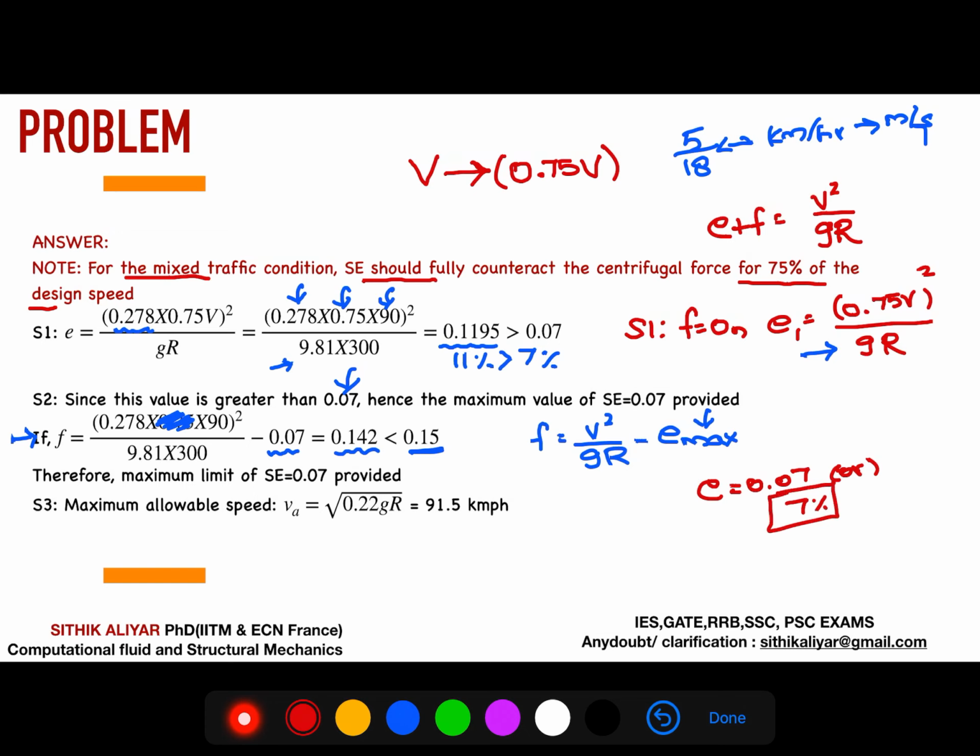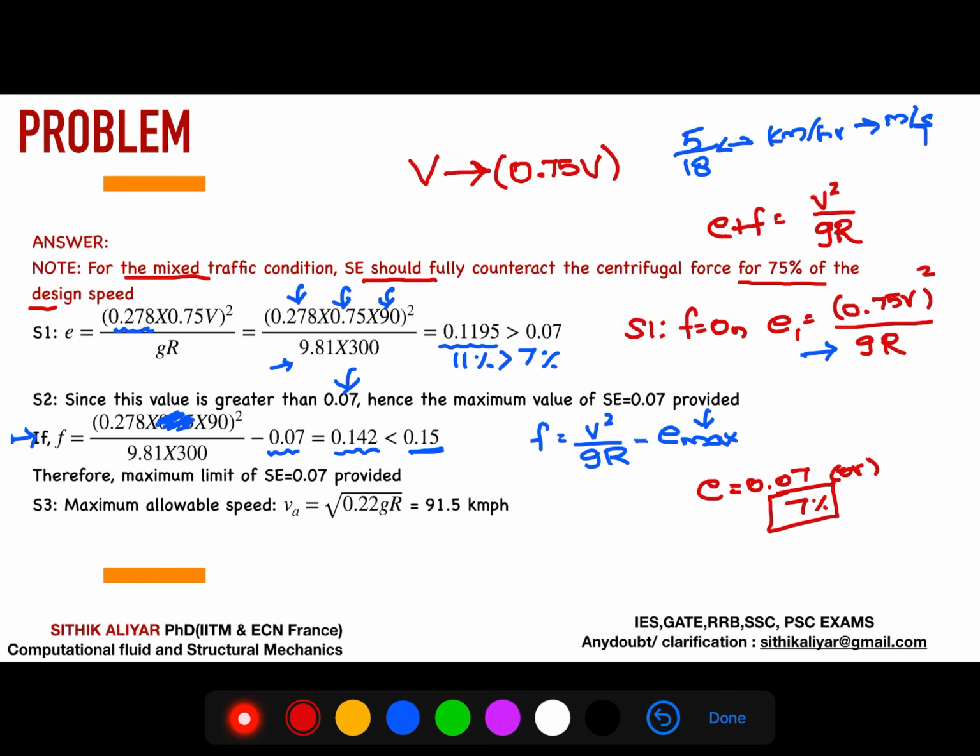There are two steps. Step 1, you assume there is no friction and determine the required super elevation, and you get around 11%. Then to provide only 7%, we take the help of friction. The friction required for this particular speed is 0.142, which is less than 0.15 suggested by IRC. So you can provide a super elevation of 7%, and there is no need to reduce the speed.